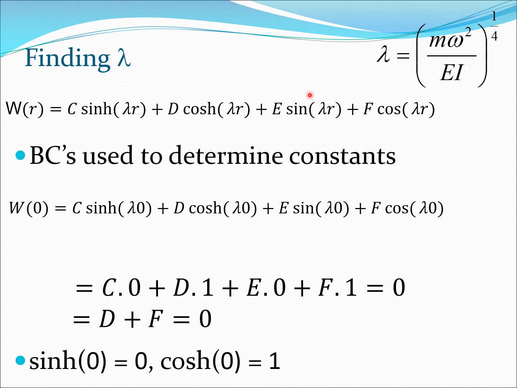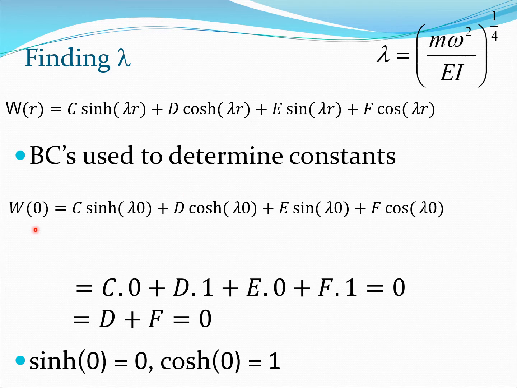So that's the equation in terms of W(r), and we already know lambda is in this form. Now if I want to find the natural frequencies of this system, I want to calculate the lambdas, and if I'm able to calculate the lambdas, I can get the natural frequencies because I already know M and EI. So let's put the boundary conditions one by one.